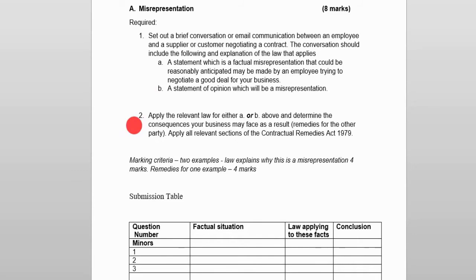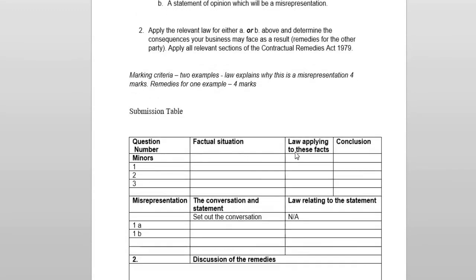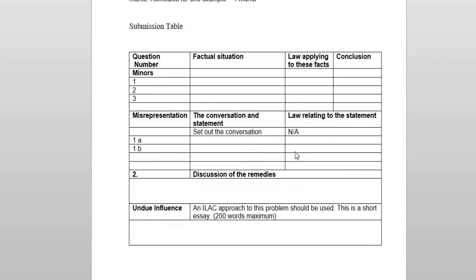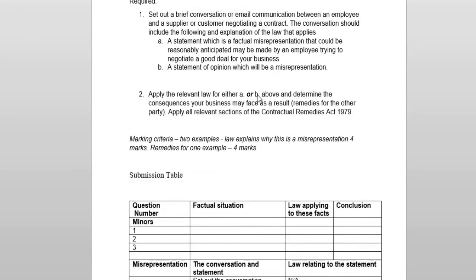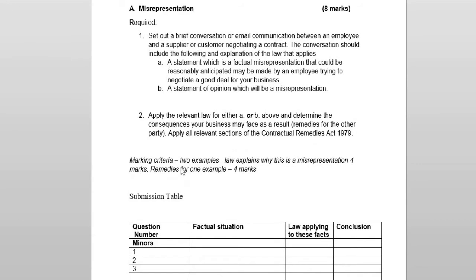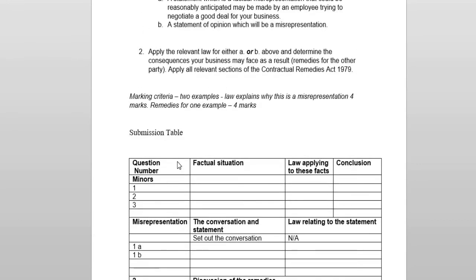Now this assignment has been modified during the course of the year. So you might notice in the version you've got, it may have one C as well, and it may refer to B and C. So you've got A and B, so you need to answer A and B down here. And for A and B, you need to talk about the remedies.